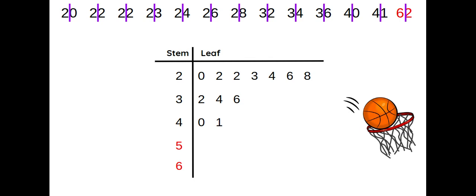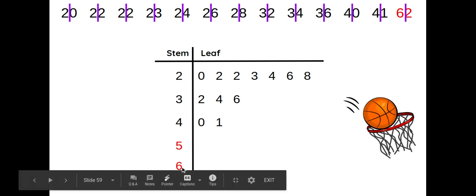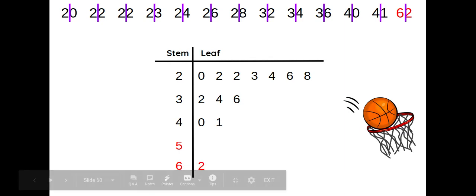gap in the 50s. So I have my 6 as the stem here, and I'm going to add the leaf, which is 2.